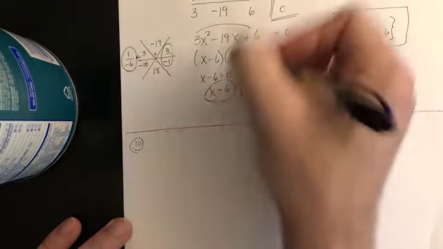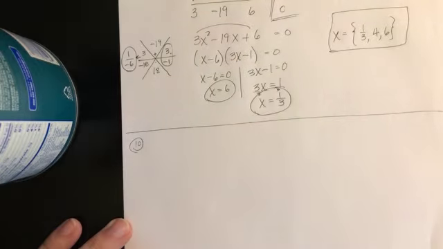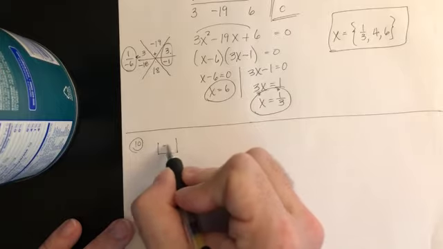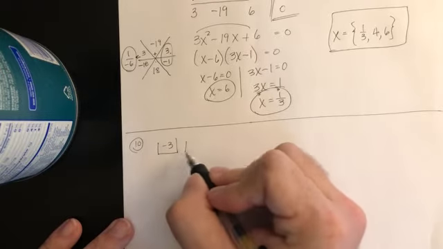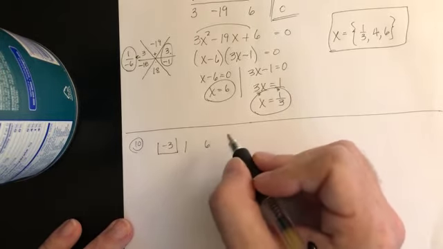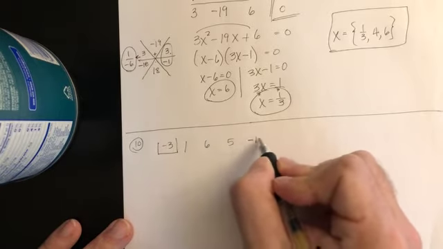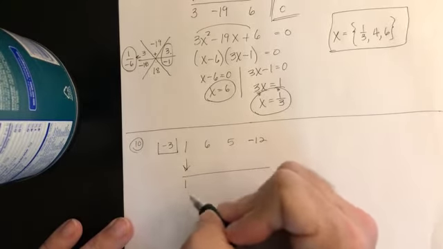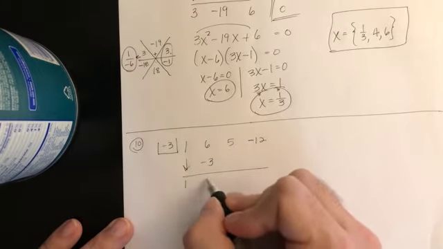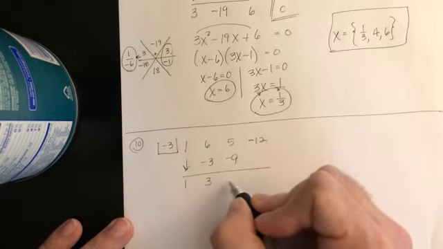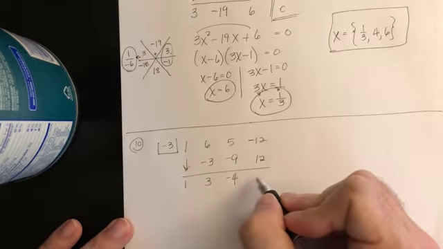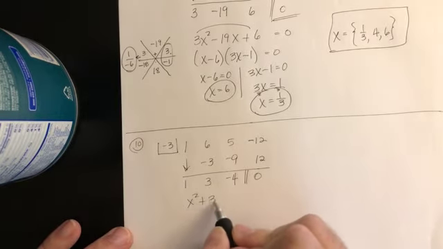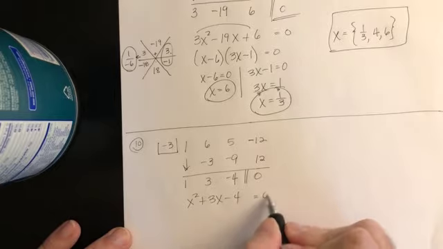And then number 10 and number 11 is more of the same. It's just now they're giving you the 0 to go along with it. So just like number 9, we put -3 up here, and then we would put 1 for x cubed, 6 for 6x squared, and then 5, and then -12. I'm sorry, I'm not writing it out. Bring down the 1, multiply, combine, multiply, combine, multiply, combine. Hey, we did good. So we get x squared plus 3x minus 4. We're going to set that equal to 0.